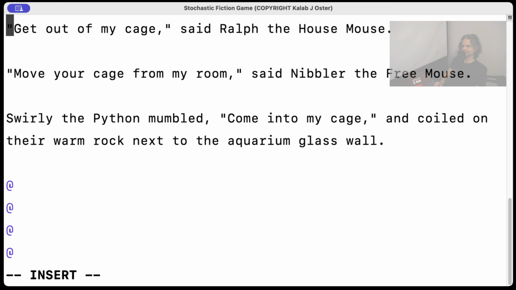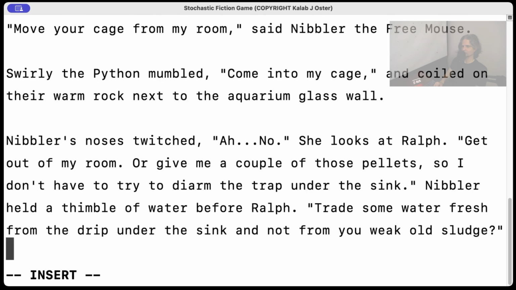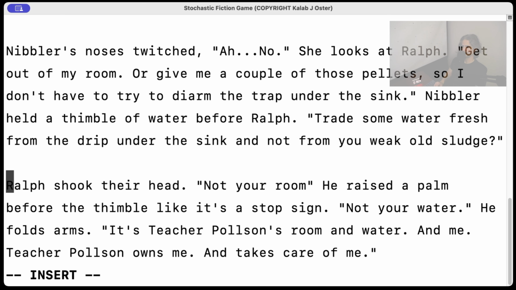"Get out of my cage," said Ralph the house mouse. "Move your cage from my room," said Nibbler the free mouse. Swirly the python mumbled, "Get into my cage," and coiled on their warm rock next to the aquarium glass wall. Nibbler's nose twitched. "Ah, no." And she looked at Ralph. "Get out of my room, or give me a couple of those pellets, so I don't have to try to disarm the trap under the sink." Nibbler held a thimble of water before Ralph. "Trade some water, fresh dripped from the sink, and not from your weak old sludge, for the food."